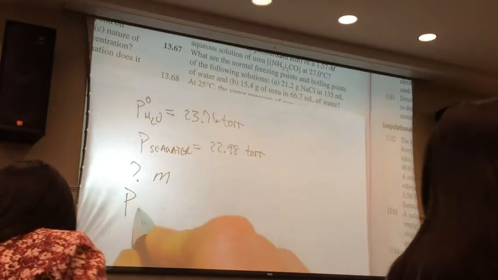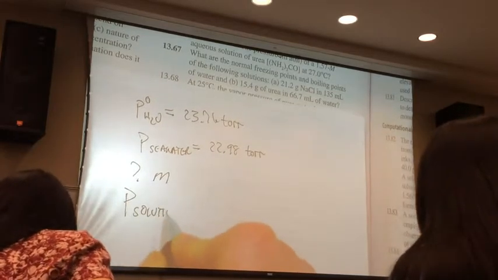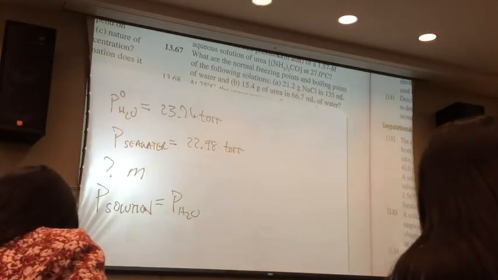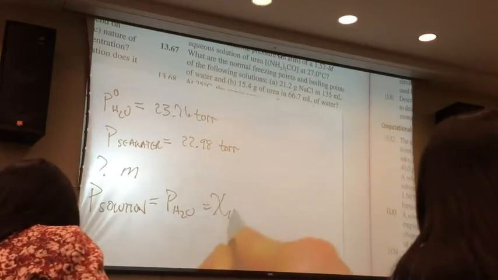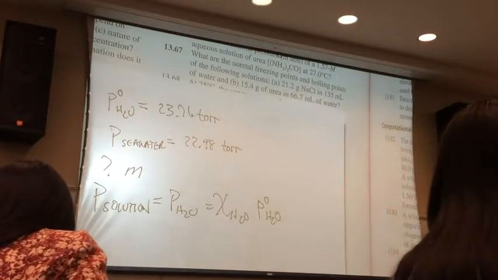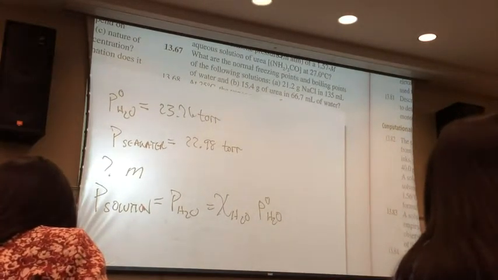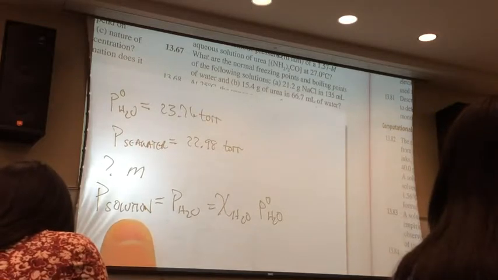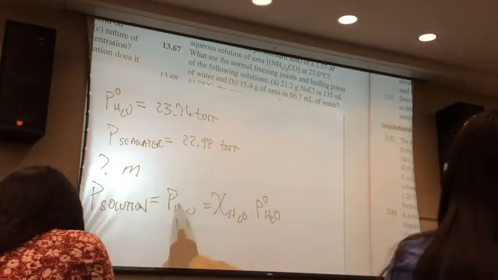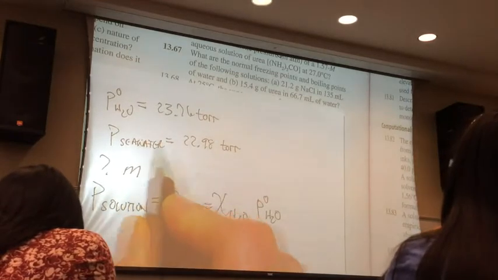So the pressure of the solution, which is going to be the pressure that comes from water in the solution, is going to be the mole fraction of water times the P0 of water. Everybody okay with that? All the pressure above the solution is coming from just the water. All right? So we know this number here, this is the solution, the seawater.